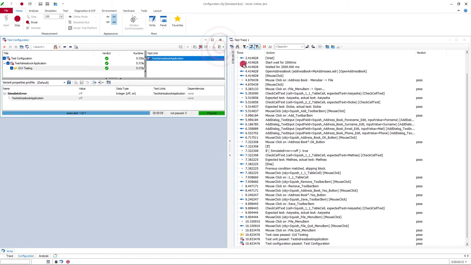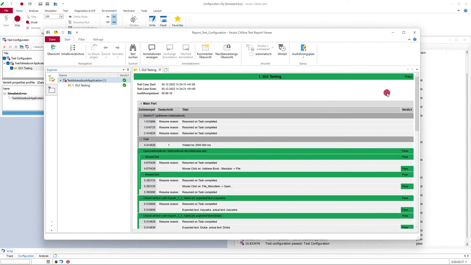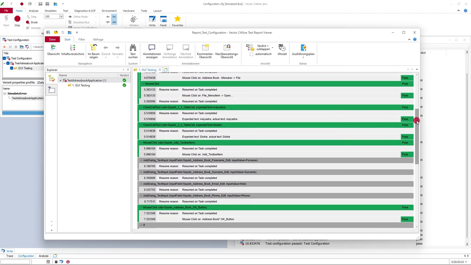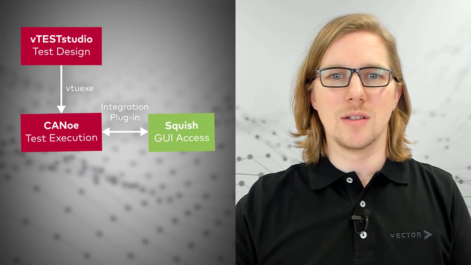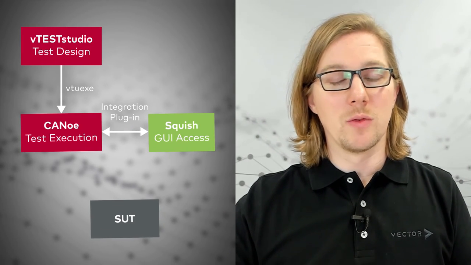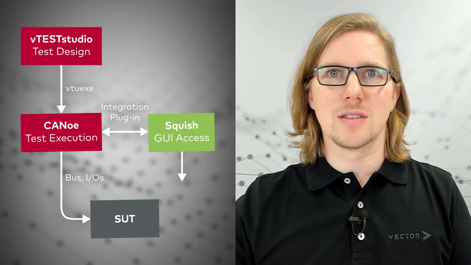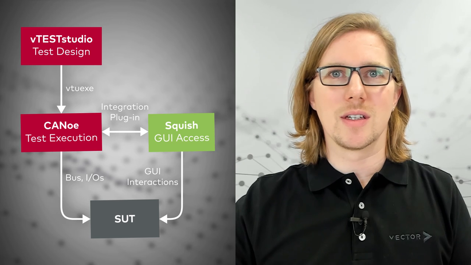So let's have a look at the report to see if our execution was as expected. And here you can see the overall test is passed. And in these steps where we check the cell values, the expected text is the same as the actual text. So our test has been passed, and we have successfully tested an application with a graphical user interface by designing the tests in vTESTstudio and executing them in CANoe.